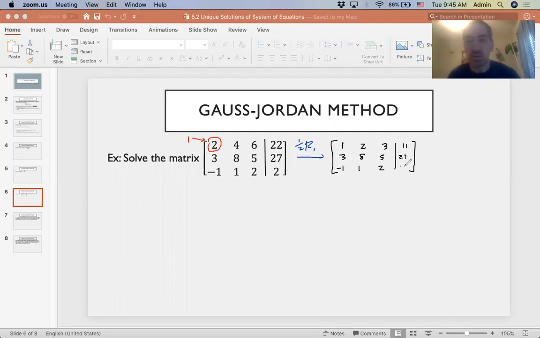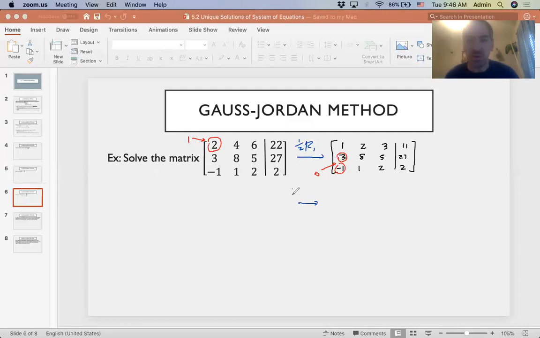Right, once you get the 1, you want everything else to become 0. So we want this 3 and the negative 1 to both become zeros. And I want to do this in the same step so I can save room here. All right, so what do I need to do to force this 3 to become a 0?